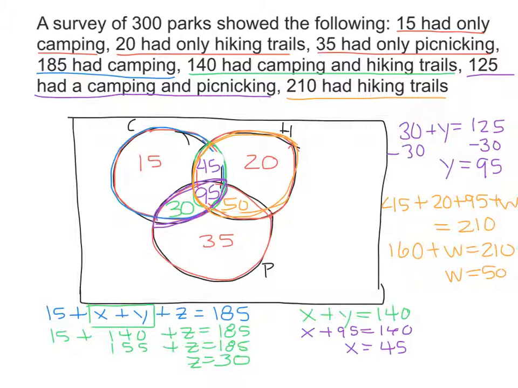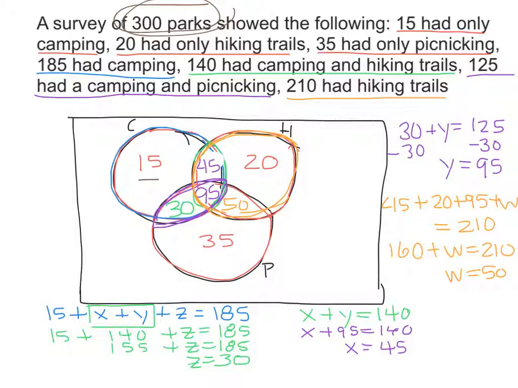Now, you're not done. You're not done because it said that they surveyed 300 parks. So you need to make sure that when you add all those numbers together, they add up to be 300. If they don't, then you're going to have to put a number outside of the bubbles. So let's add them together.